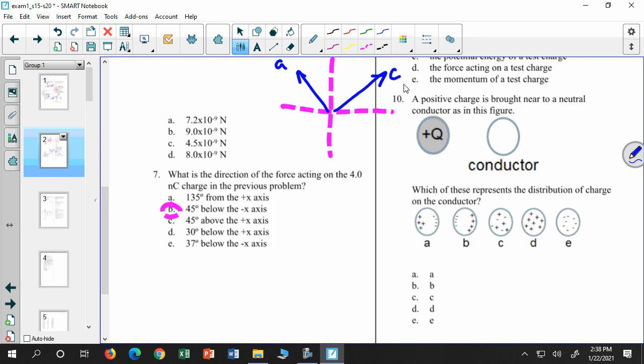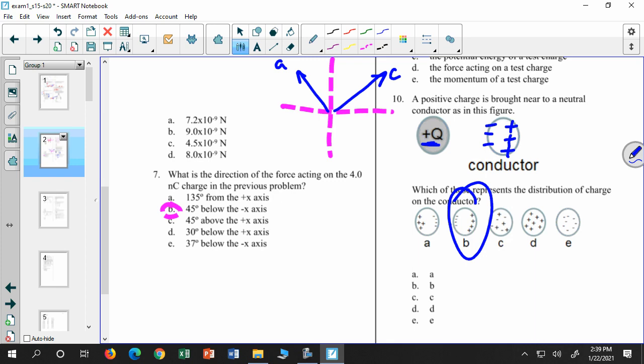Oh, Megan, maybe you were talking about something like this. Okay. Well, what would be the distribution of charge on this one? B, right. So be careful. Because I have this positive charge over here, I get negative charges, like all the electrons rush over to that side of the conductor, and I'm left with positive charges over here. So that gives me B as the right answer.